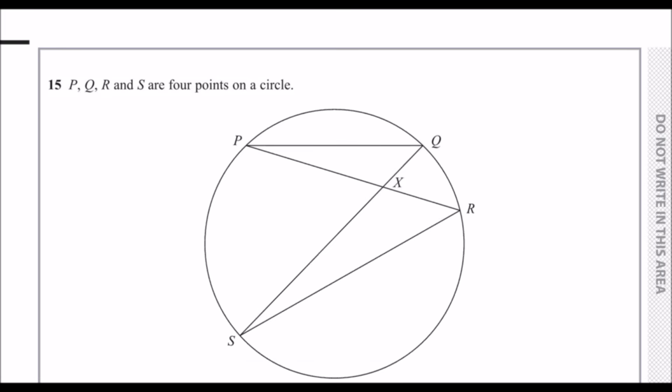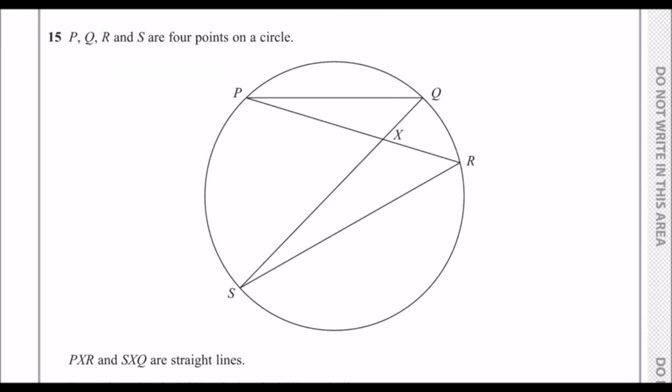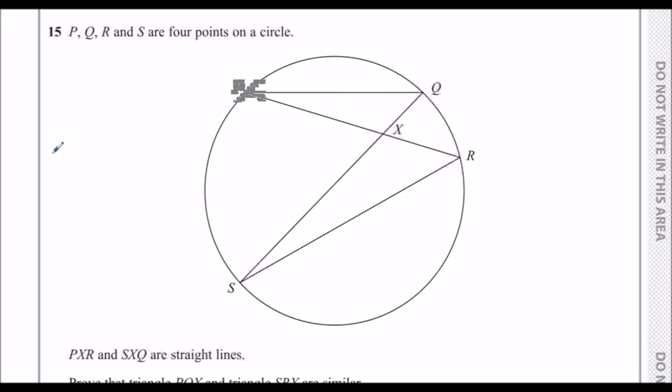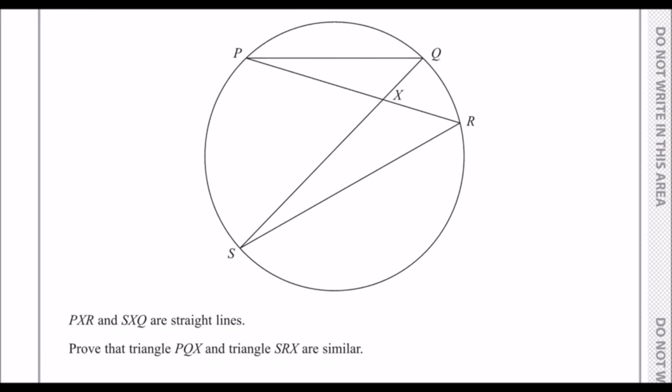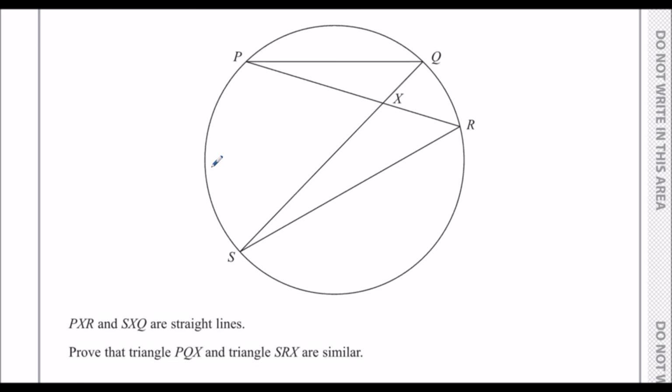Question 15. P, Q, R and S are 4 points on a circle. PXR and SXQ are straight lines. We can see that from the diagram. Prove that triangle PQX and triangle SRX are similar. So if they're similar, that means all the angles are equal.